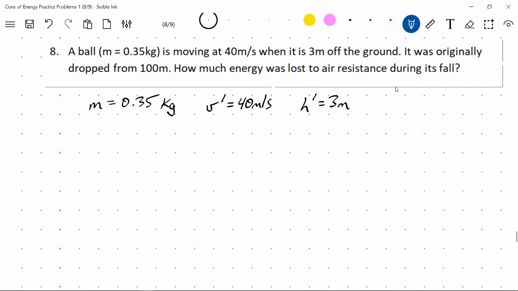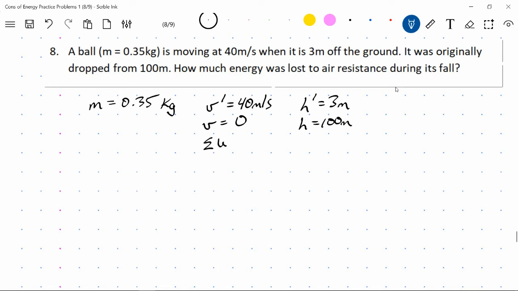Hopefully that's clear. It was originally dropped. So this is that starting condition. It was originally dropped from a height of 100 meters. And again, that word drop tells me that it had that starting velocity of 0. It wasn't thrown. How much energy was lost to air resistance during its fall?